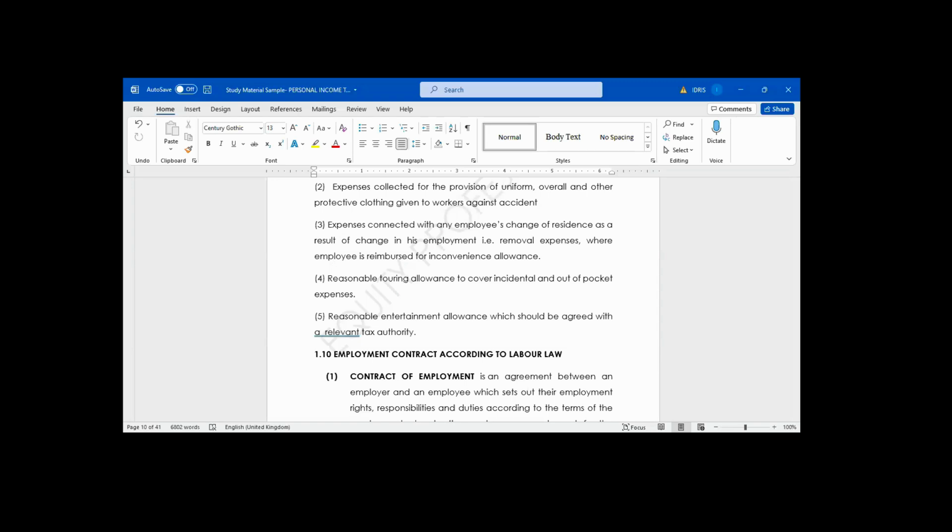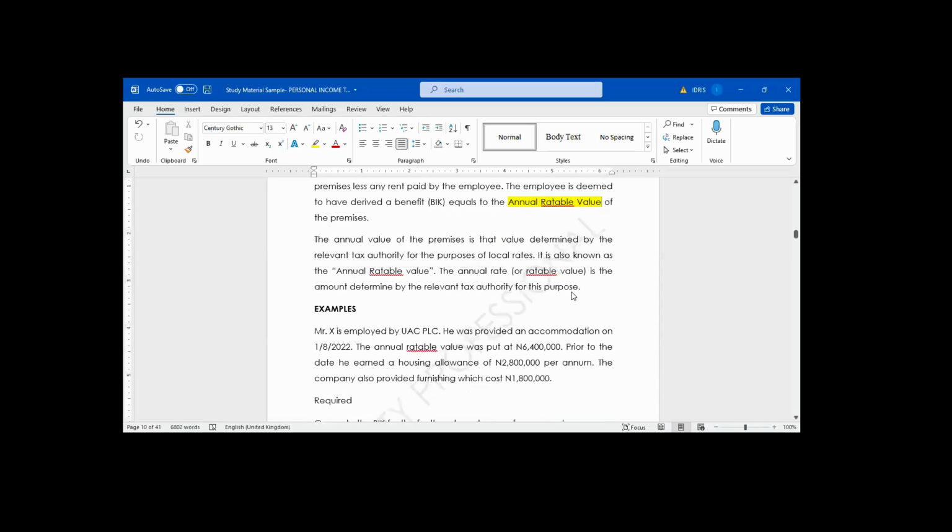Another one, touring expenses. You went for events, or they sent you to a workshop. They now give you some pocket expenses. You may need to spend this. So that one too cannot be regarded as what? Benefit in kind.